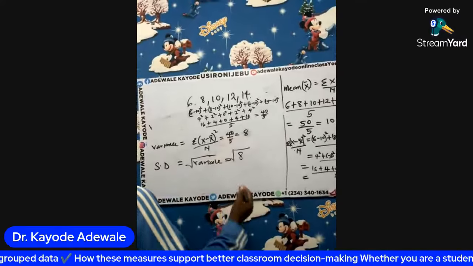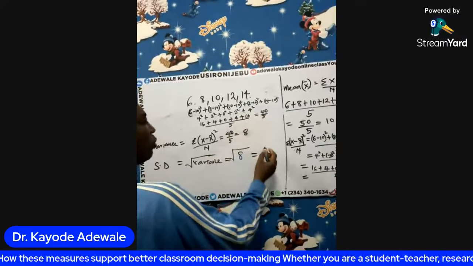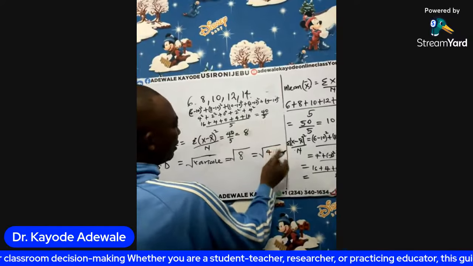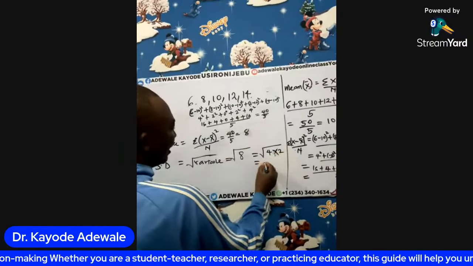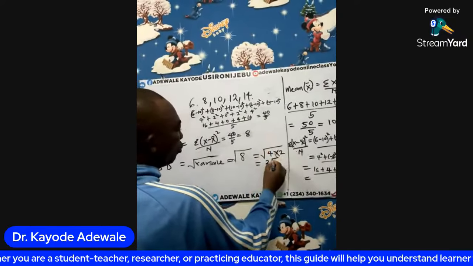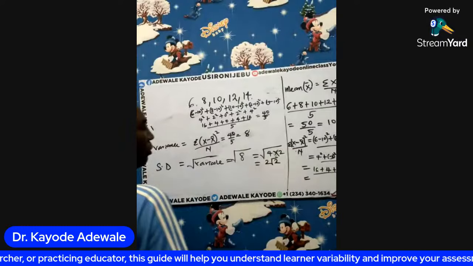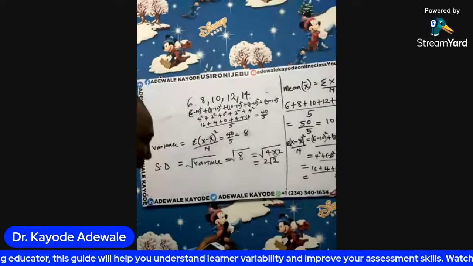So the standard deviation now will just become square root of 8. If you have a calculator, you can press it. You can also use the short form. This is just 4 multiplied by 2, and the square root of 4 is 2. So it is 2 root 2. So that is your standard deviation. Is that clear?